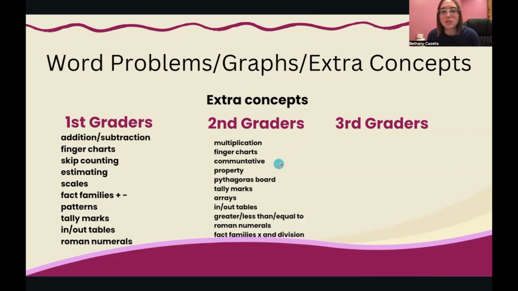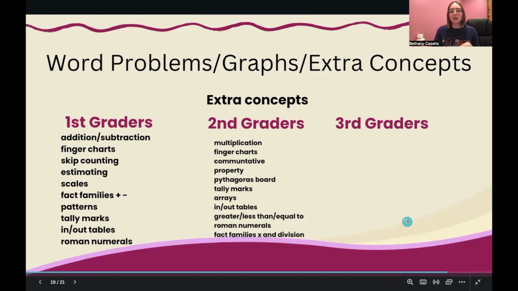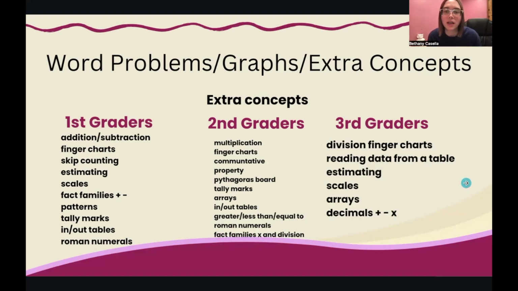The second graders have more of the math bead work with the commutative property, Pythagoras board, tally marks, arrays, different ones like that. Fact families for addition and division. And then third graders have estimating, scales, arrays, and sometimes they get to decimal work. I know that's also for upper elementary, but they also do it with adding money, so adding decimals together, things like that. But then I'm going to give a big shout out to the missing number addition.